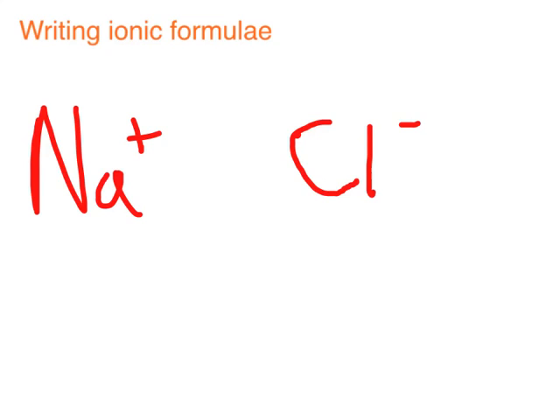Tonight we're going to speak a little bit about writing ionic formulas. Basically, the most important thing you have to remember about these formulas is that a chemical compound, an ionic compound, has a net charge of 0. Overall, the charge of the compound should be 0 unless otherwise stated. So, how do you figure that out?